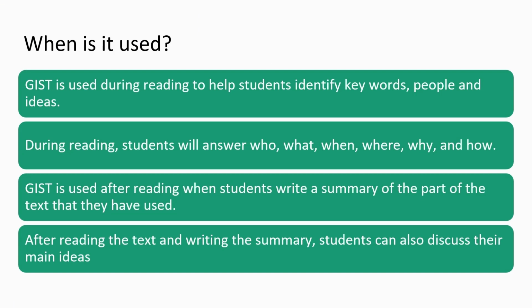The GIST reading strategy is primarily used during the students' reading time and right after the students have finished reading. While students are reading, they will be identifying keywords, key people, or key ideas that they are seeing in those texts. It could be things that are repeated often, or just whatever they think or feel is important to that part of the text. While students are reading, they will be answering the who, what, when, where, why, and how questions. And it's used after reading when students have to generate a summary of the part of the text that they have read.